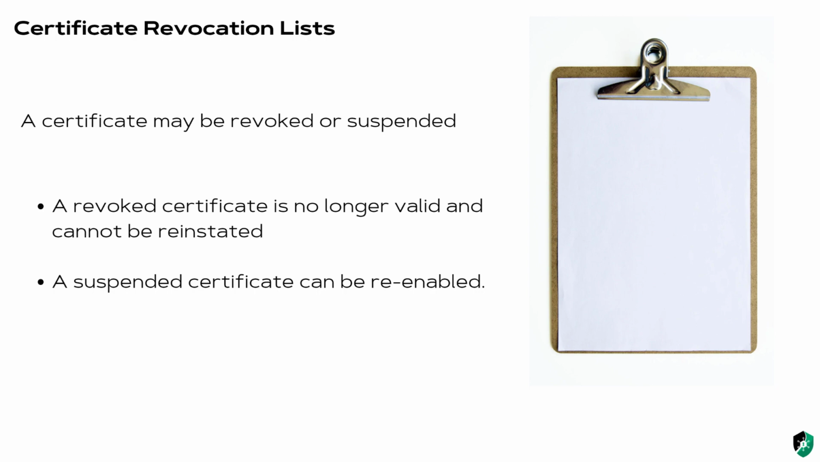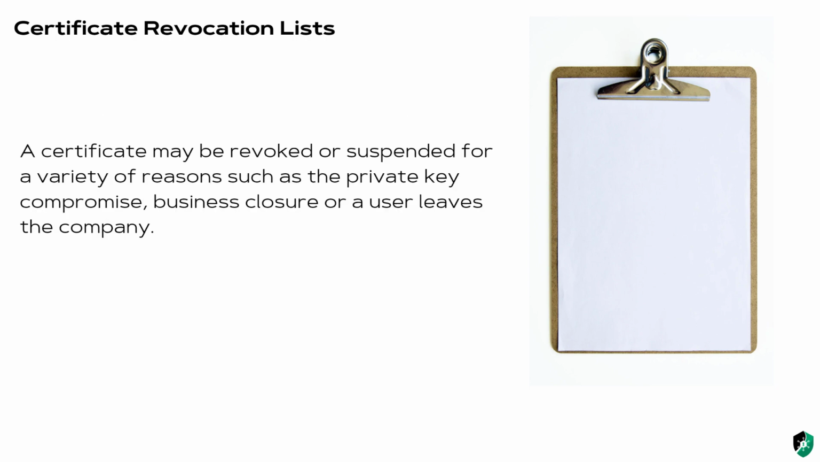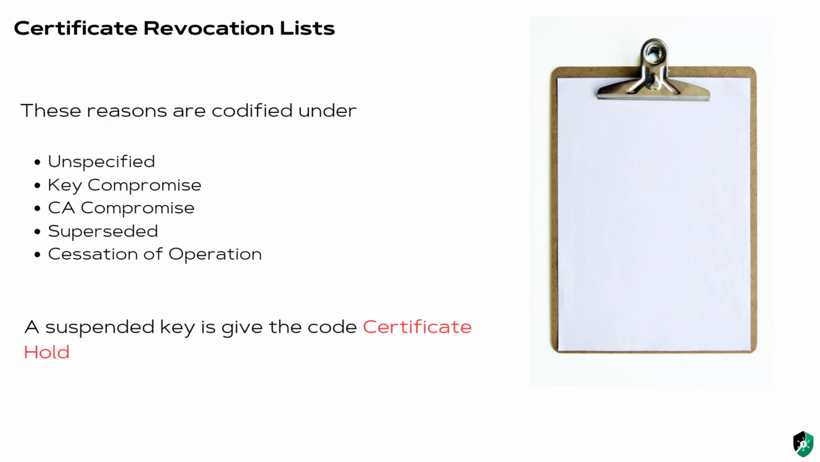However, why would a certificate be revoked or be suspended? Well, it's typically for security reasons, such as private key compromise, business closure, or maybe a user has left the company. Now, here are reasons that are typically codified. It could be unspecified, key compromise, certificate authority compromise, superseded, or maybe cessation of operation. Keep this in mind, please. A suspended key is given the code certificate hold.